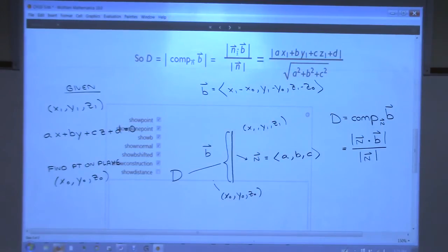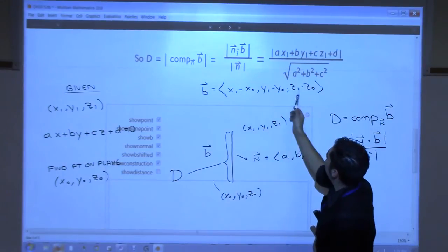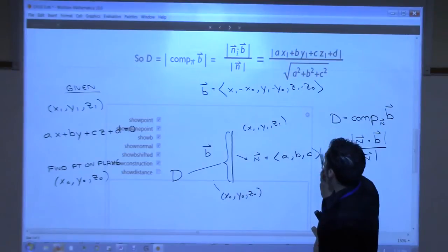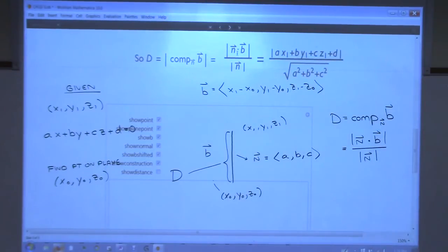Now, you can actually simplify that formula. You can actually do the dot product of these two, like dot out n and b, and you come up with this. And yeah, that's great. But I like the other formula. This one right here. It's much cleaner.